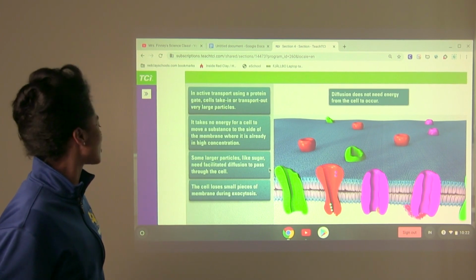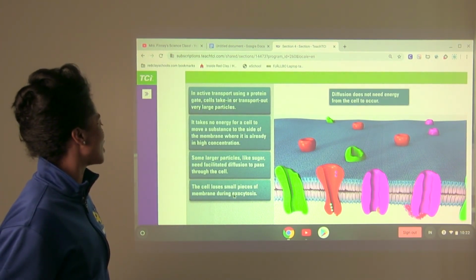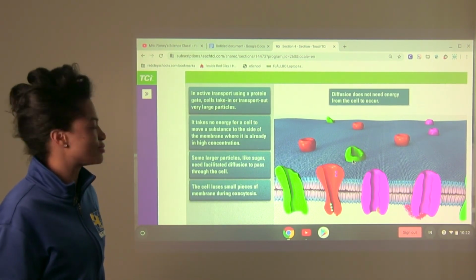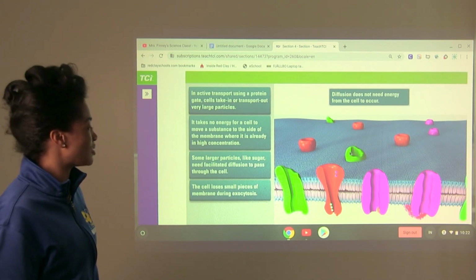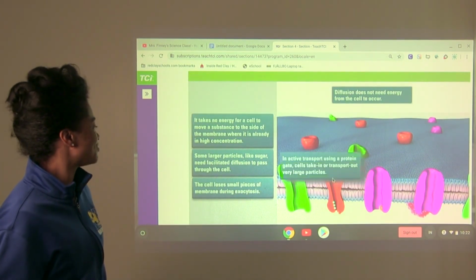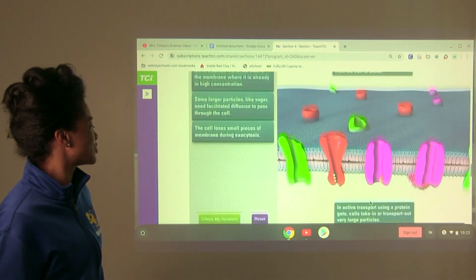Check the last one. Okay. The cell loses small pieces of membrane during exocytosis. Take or leave? All right, well, let's just see what we can do here. Let's try this top one. See if the top one works for us.